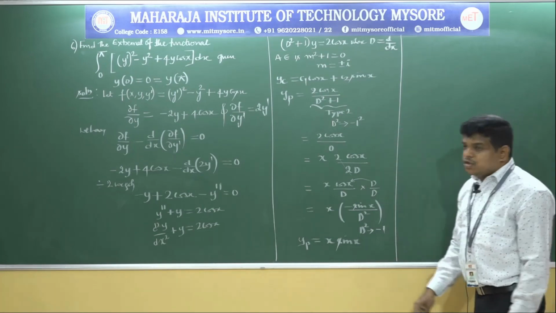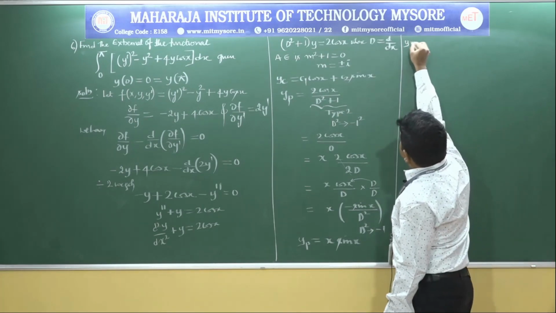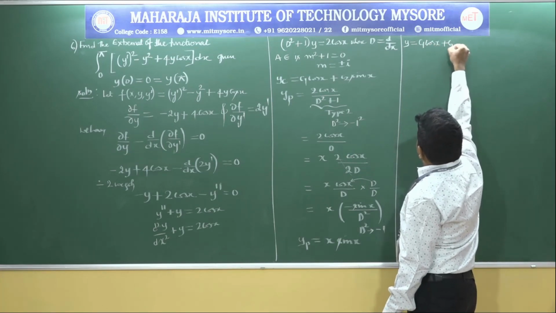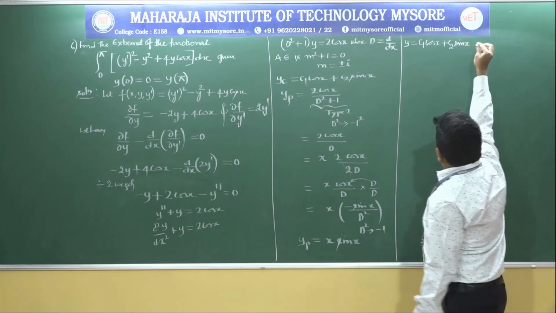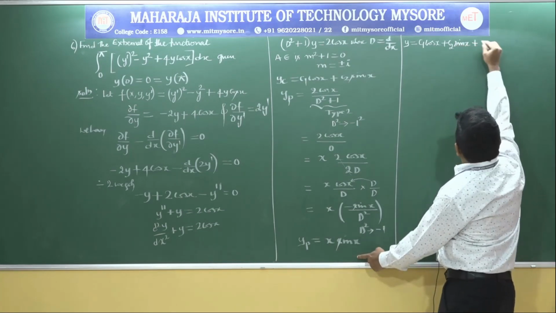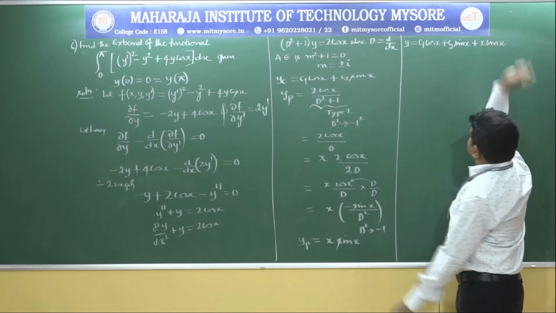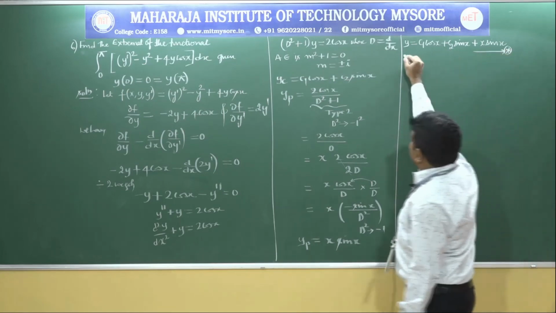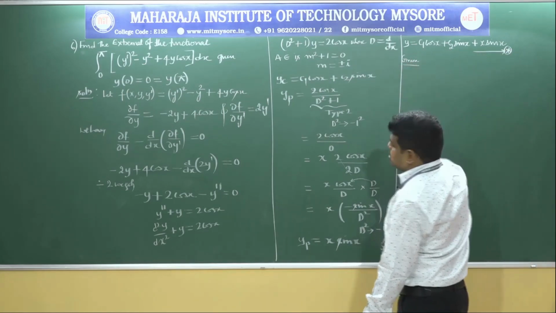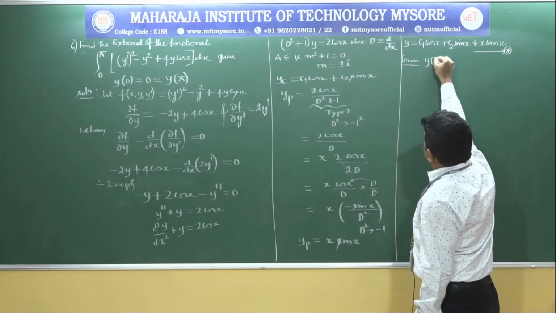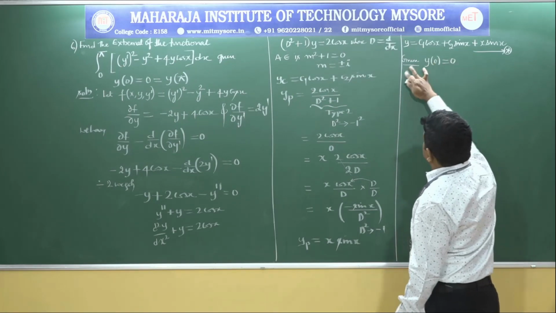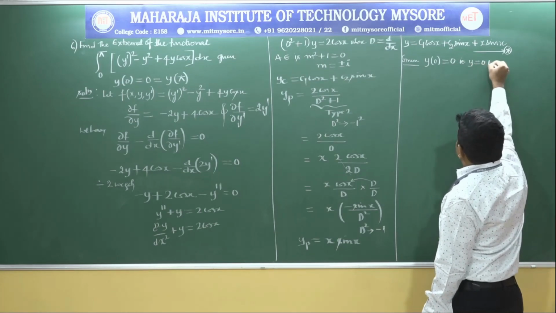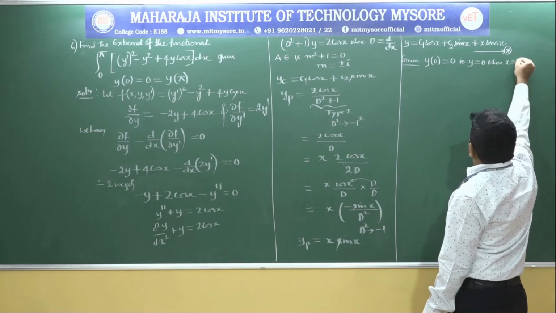Next, the complete solution is given by y equals yc plus yp. yc is c1 cos x plus c2 sin x. Next, plus yp is x sin x. Call this as equation star. They have given the conditions. Given y of 0 equals 0, that is x equals 0 and y equals 0. That means y equals 0 when x equals 0.